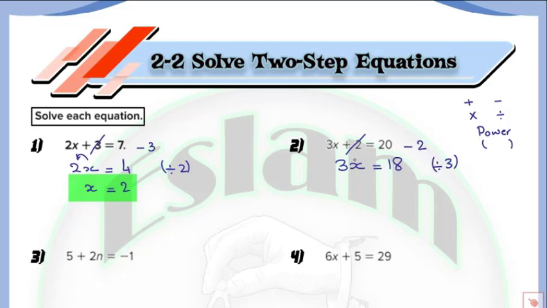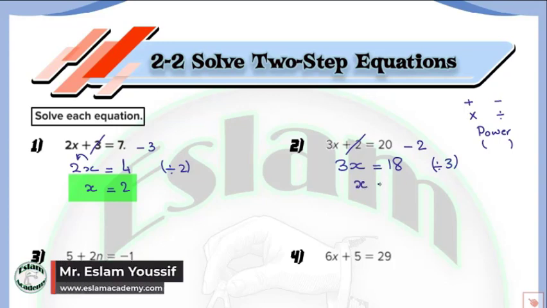Once we have a number multiplied by x, divide by this number. If this number is positive, divide by positive. If this number is negative, divide by negative. So 3 divided by 3 equals 1. So just write x. 18 divided by 3 will be equal to 6.